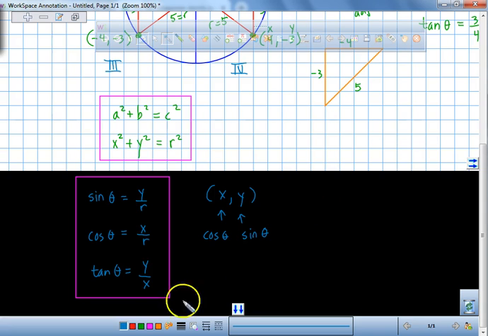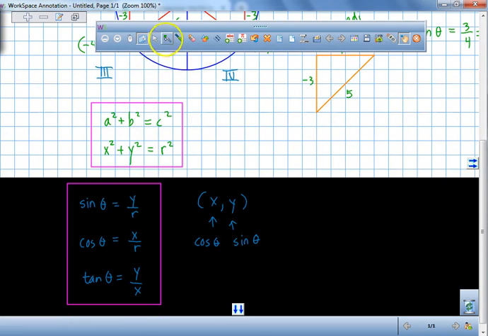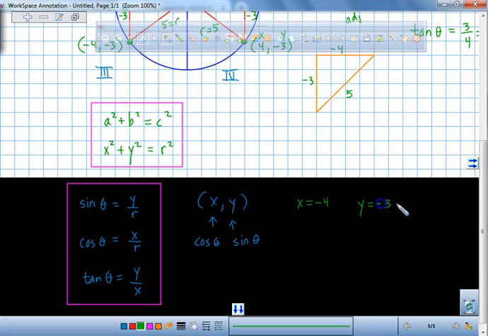Okay? So right now, let's take a look at this. In quadrant number 3, all right? In quadrant number 3, what's our x value? Our x value is -4. And what is our y value? It's -3. And what's the r value? 5, right? So check this out.